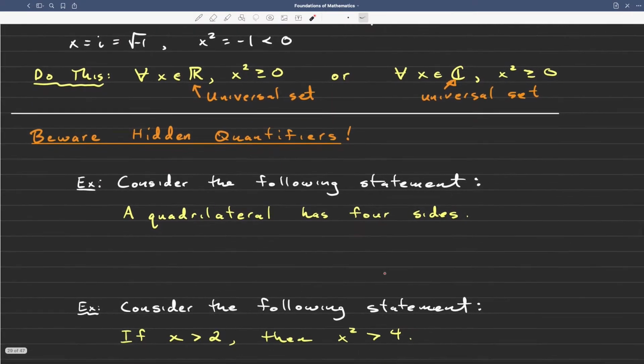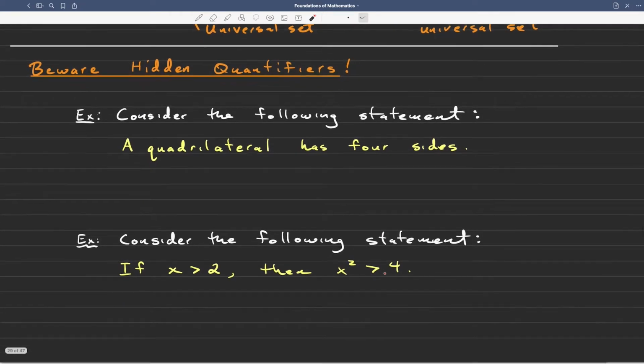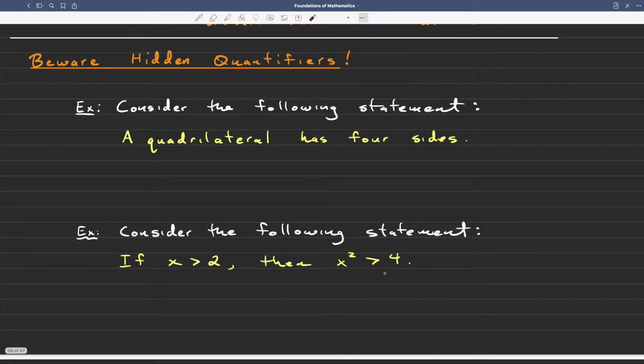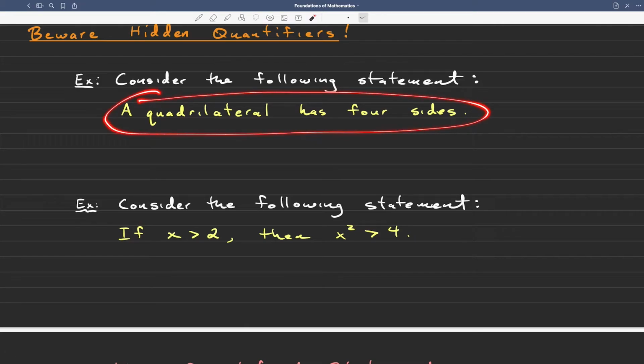And as I alluded to a little earlier, we need to be aware that you can have hidden quantifiers. So what are hidden quantifiers? Well, let me give you a couple of examples. Consider this statement: a quadrilateral has 4 sides. Well, it's implicit there that this is a general statement being made about all quadrilaterals, right? So there's a hidden or implicit universal quantifier in this statement.